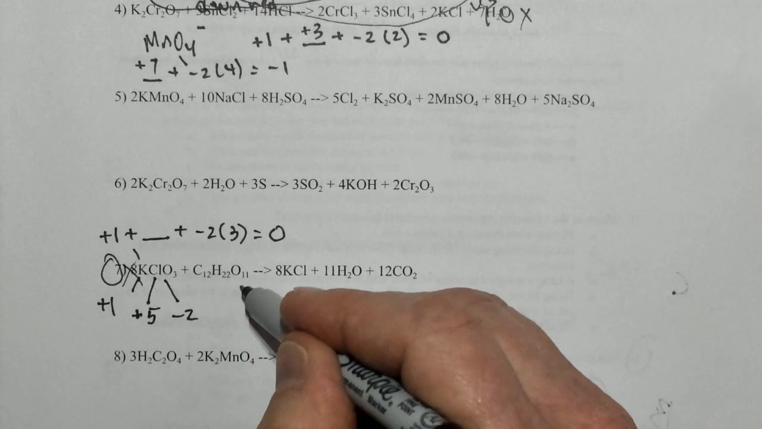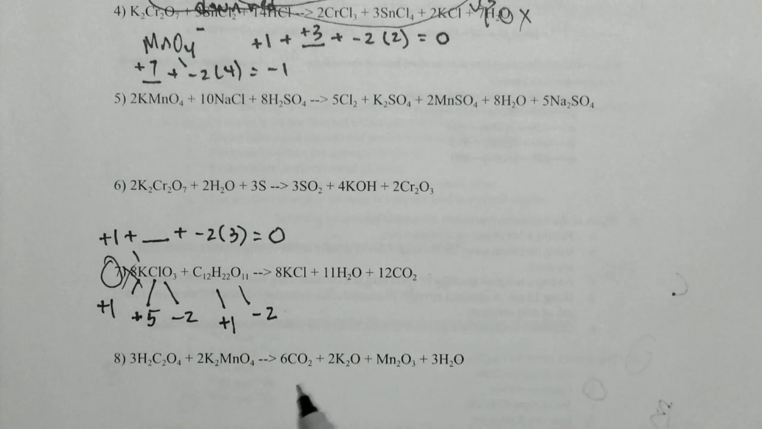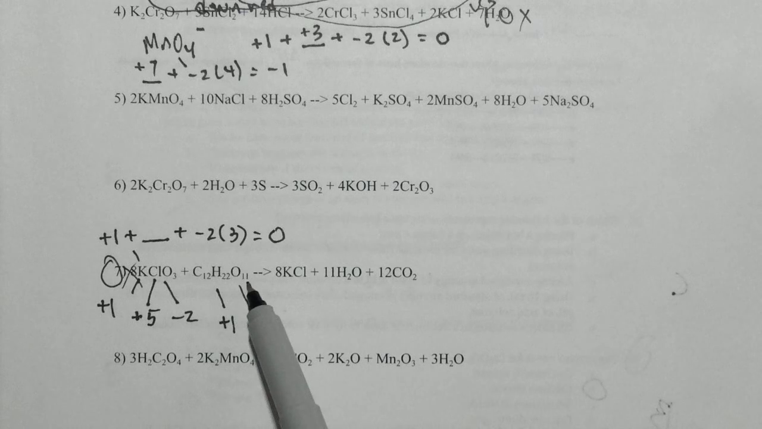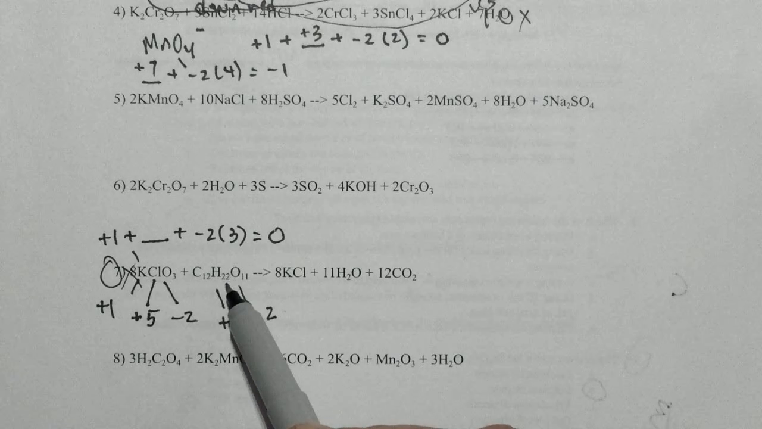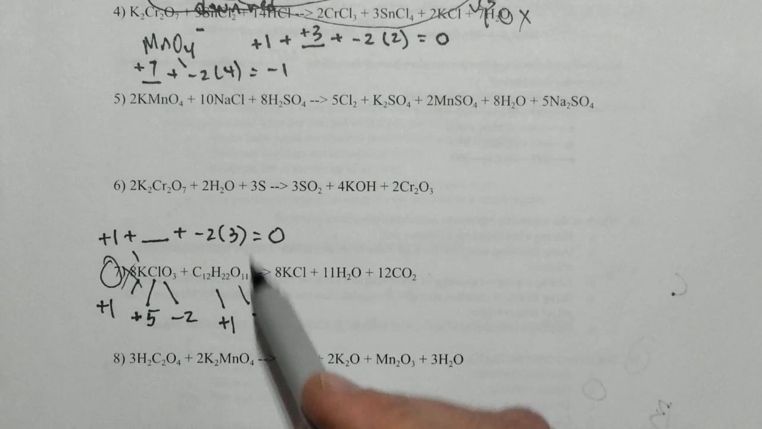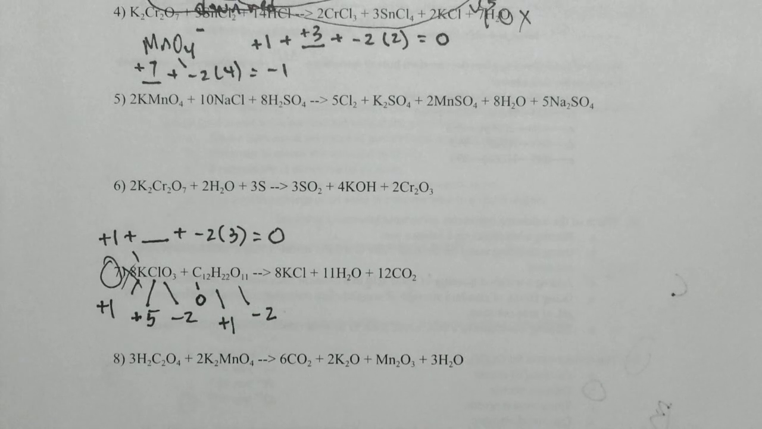Okay, over here, oxygen's always -2, hydrogen's always +1, and if you do the math here, -2 times 11 is -22, and +1 times 22 is +22. Oh, those cancel each other out, which means carbon in this case must be 0. Yep, it's okay to have an oxidation number of 0 sometimes.